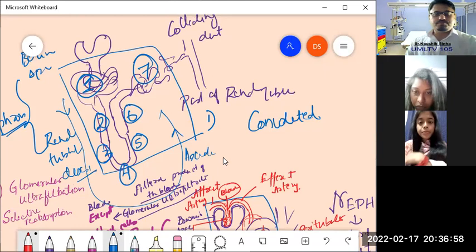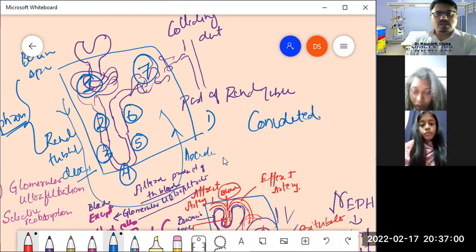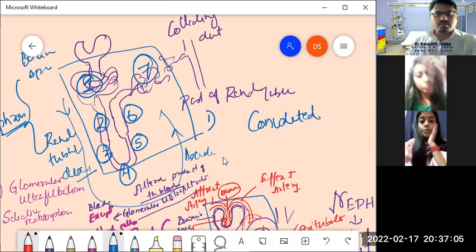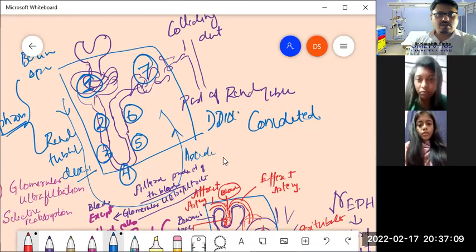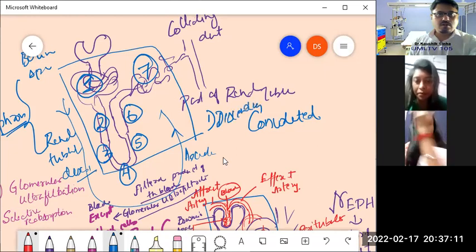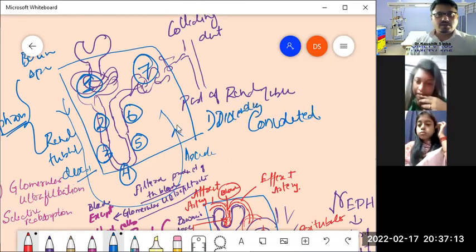So this number 1, which is a convoluted tubule, is thus to be termed as the descending convoluted tubule.